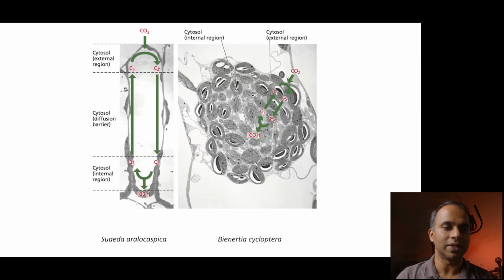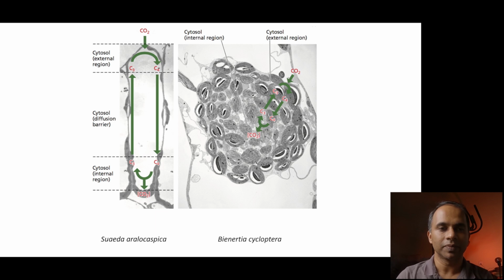And there are some very, very cool electron microscopic images of these mechanisms. So as you can see here, if you look at the Suaeda plants, if you're doing marine sciences, I think this is one of the very cool plants people study. And as you can see here, they have elongated cells. And then as I showed you earlier, there's a cytosolic diffusion barrier, and in the internal region you have more concentration of carbon dioxide compared to the outside. Okay, so therefore they are spatially isolated.